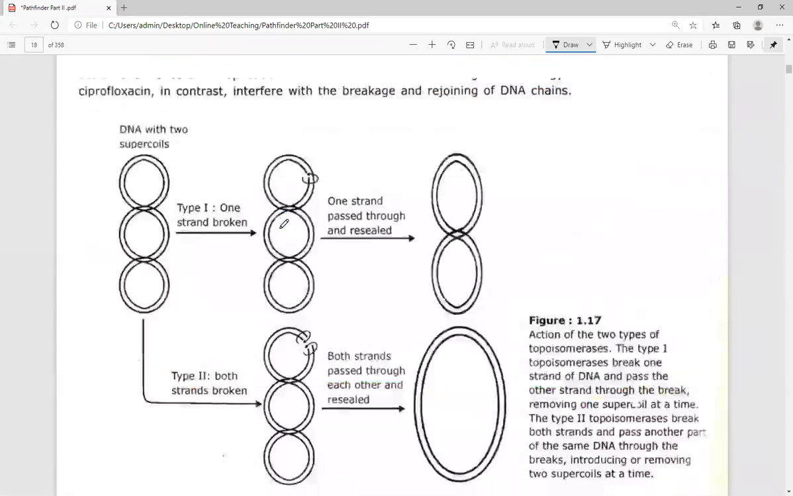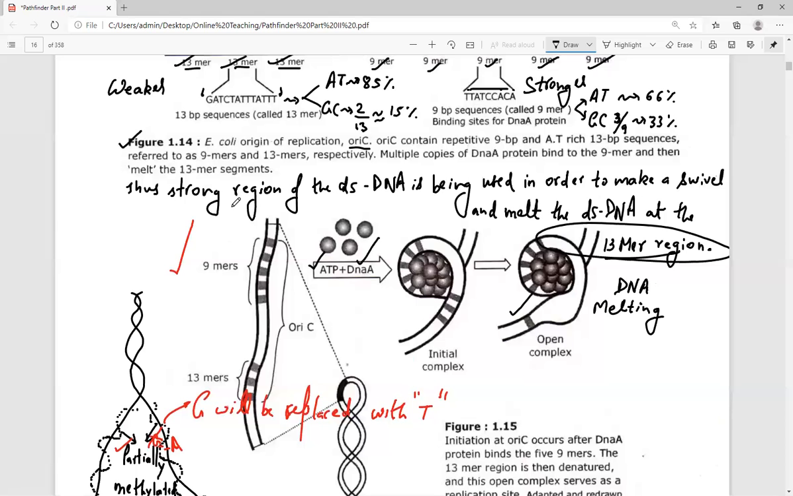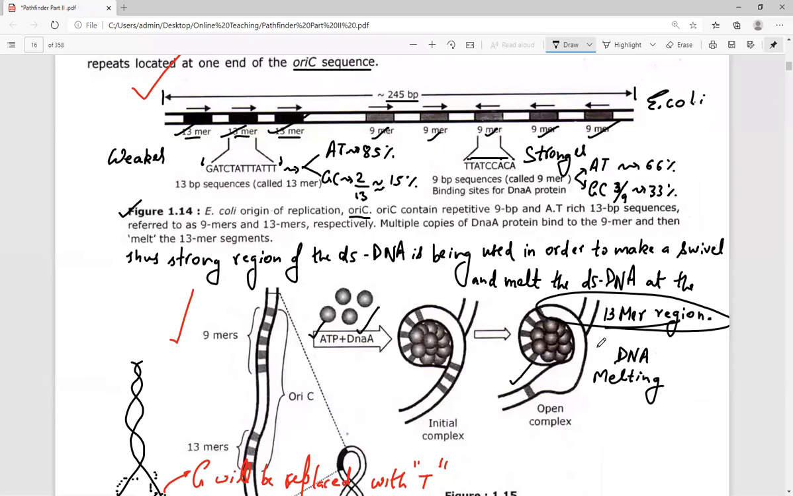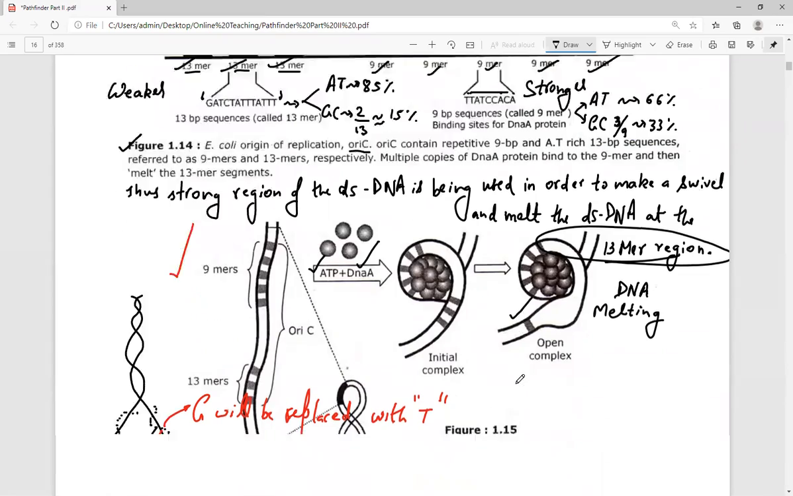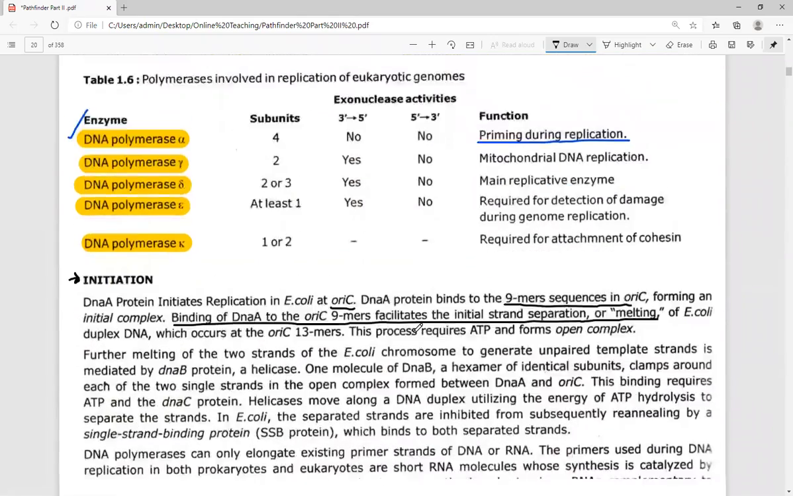You have already looked at how the binding of DnaA takes place. This is DnaA that would bind at a particular location at the 9-mer region and will cause the melting at the 13-mer region. Thus, a strong region of double-stranded DNA is used to make a swivel and melt the double-stranded DNA at the 13-mer region. Then the DNA will melt at this particular region. Moving back to the topic.